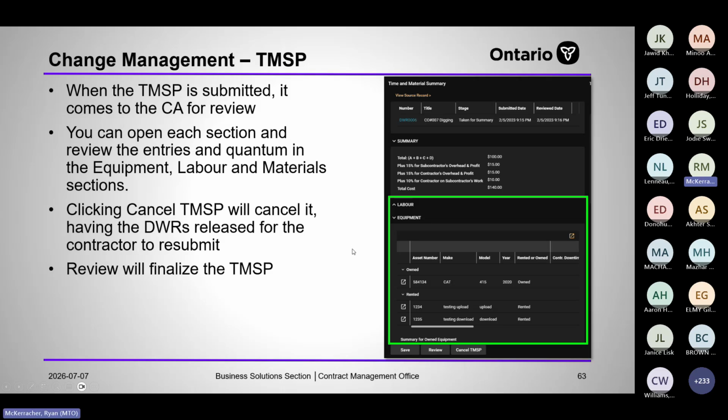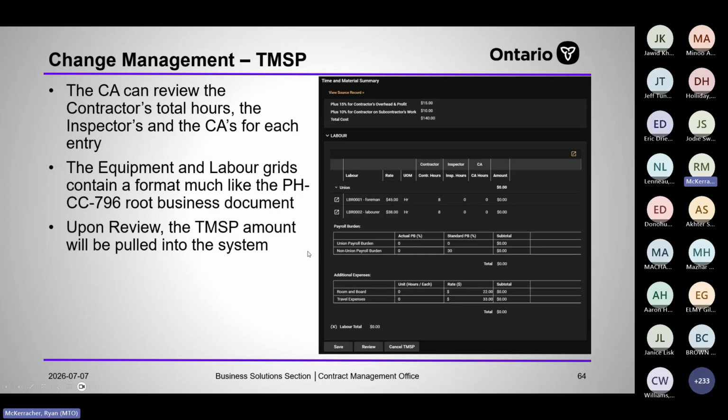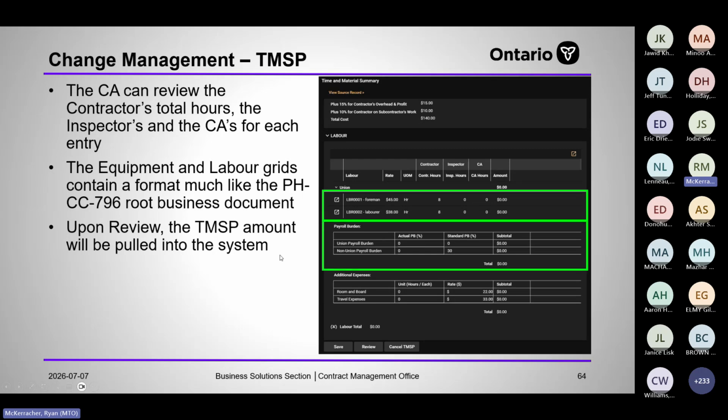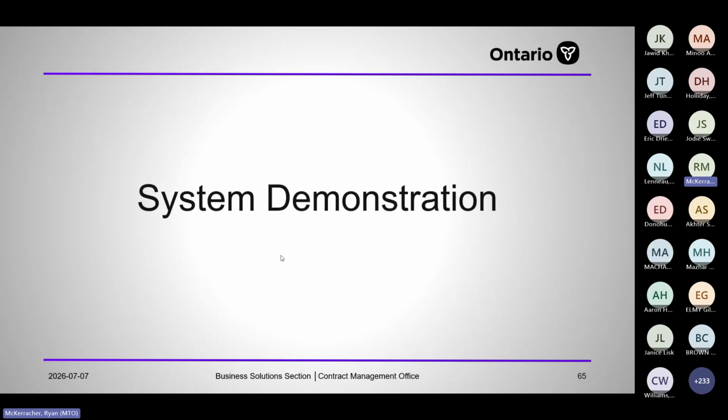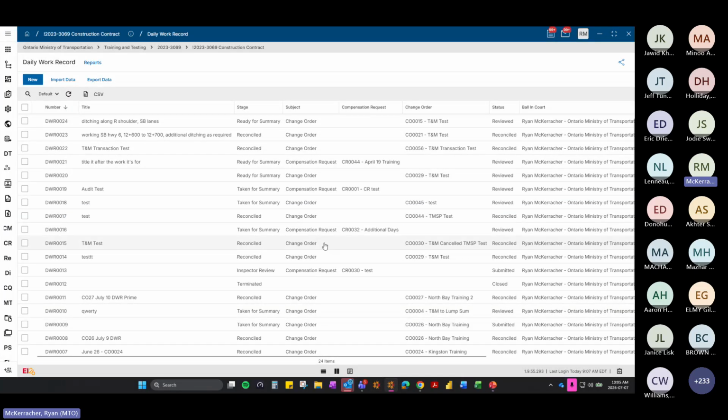That's what it looks like for the CA. You can see all the payroll burden and everything is in here. You can see the laborers are there. The contractor can edit the payroll burden, the room and board, travel expenses, all that good stuff in the TMSP and fill it out. It looks a lot like the old PHCC form. So we'll go through one quickly and pull in the daily work record 24 that we just did for change order 15.